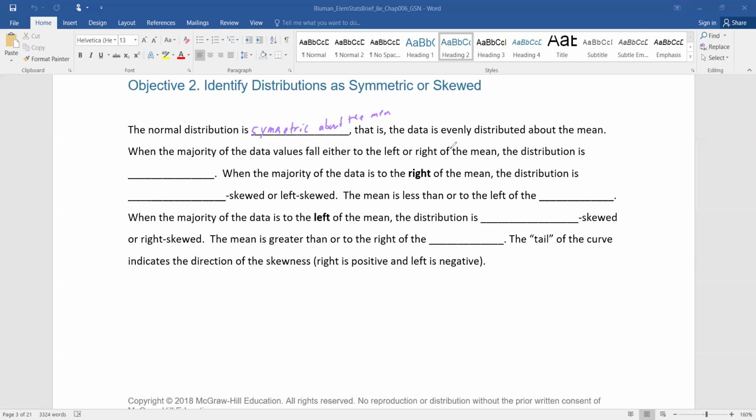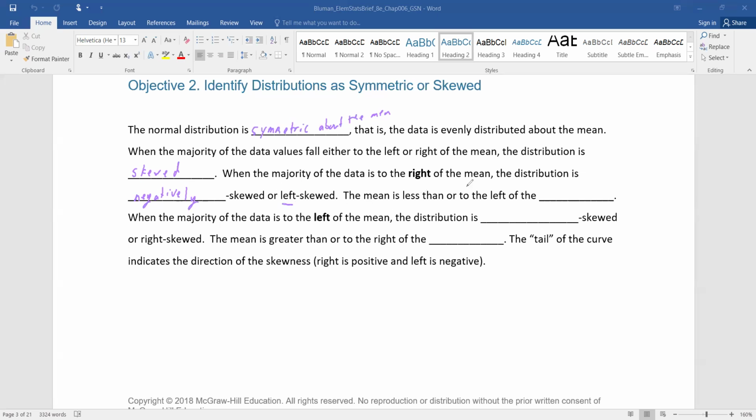the distribution is skewed. So if we have more data towards either the left or right, it is considered to be skewed. When the majority of the data is to the right of the mean, the distribution is called negatively skewed. So again, if more of the data falls on the right, it is negatively skewed data, or what we also call left skewed.